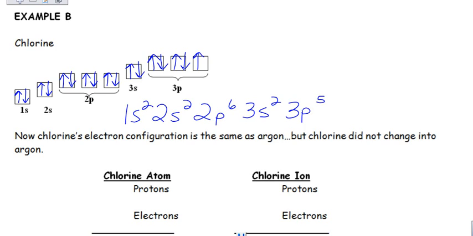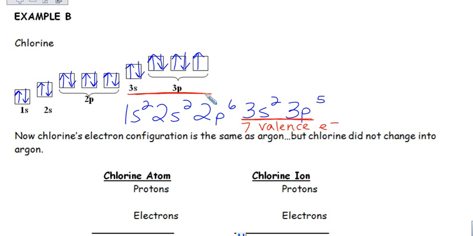Alright, so the valence electrons are the electrons in the outermost shell. The highest energy level filled is the third. The valence electrons are all the electrons in the third energy level. The 3s2 and the 3p5 for a total of 7. 7 valence electrons. And again, we could look at the orbital diagram and we find the same thing. Here are my valence electrons. There are 7 total.